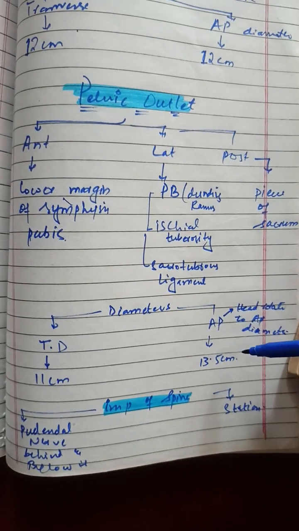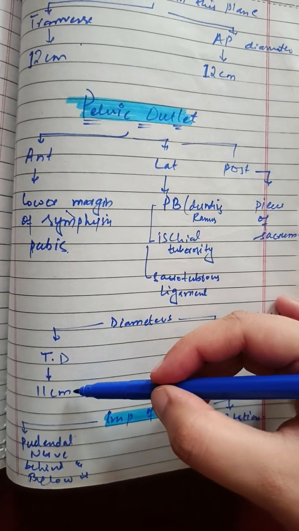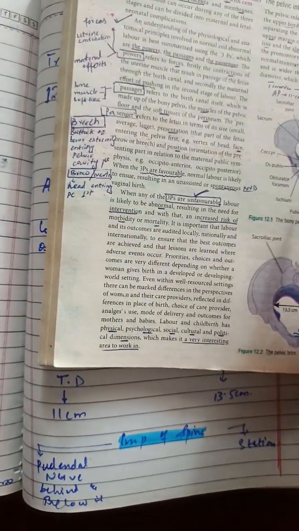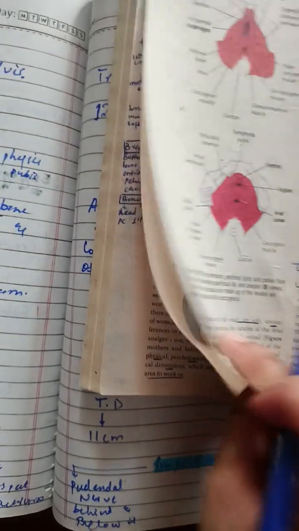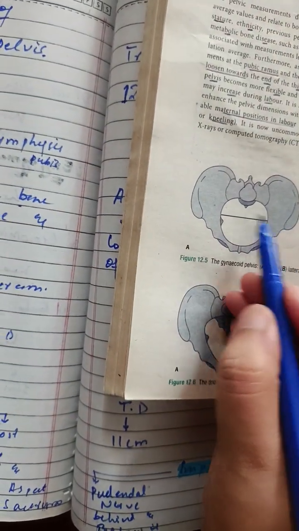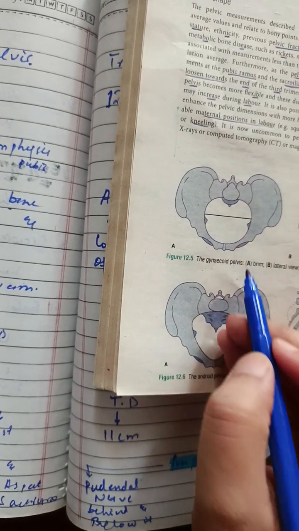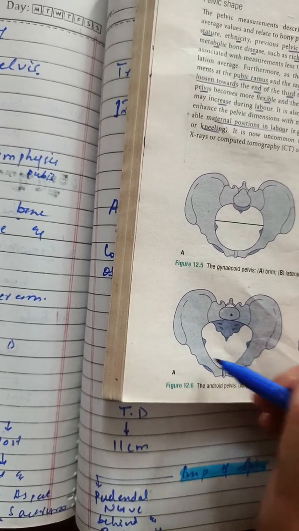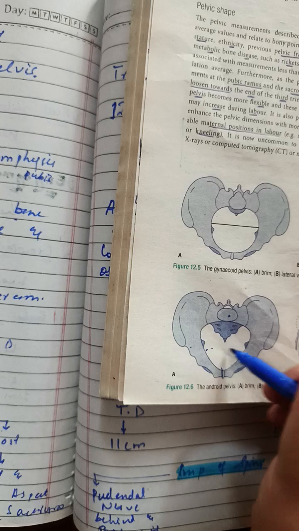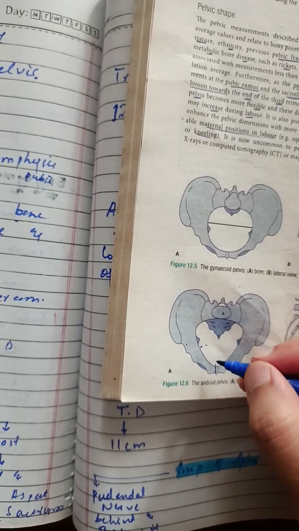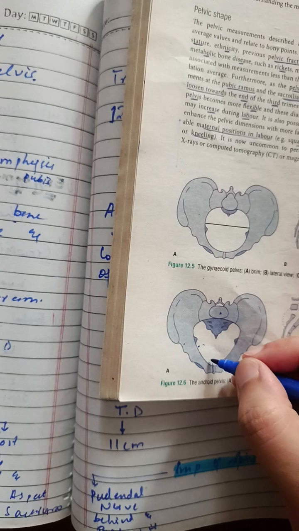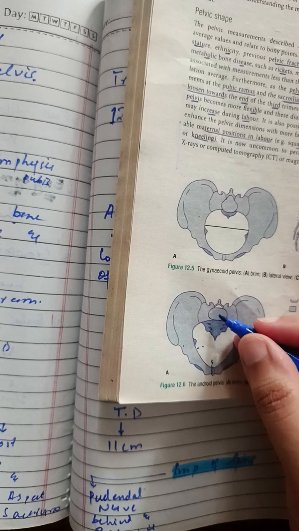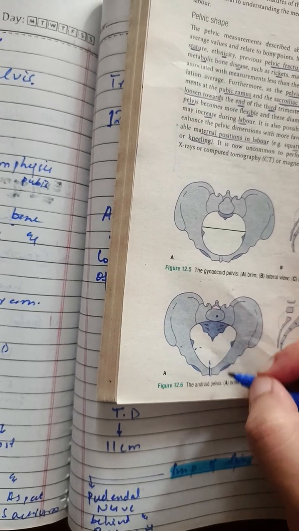The diameters in the pelvic outlet: the anteroposterior diameter is longer, 13.5 centimeters, and the transverse diameter is shorter, 11 centimeters. So the head has to rotate to the anteroposterior diameter at the pelvic outlet. The head will engage in the transverse diameter, then descend in the pelvic cavity. At the pelvic outlet the AP diameter is longer while the transverse diameter is shorter, so the head will rotate to the anteroposterior diameter, with the occiput touching the symphysis pubis and the frontal bone toward the sacrum.